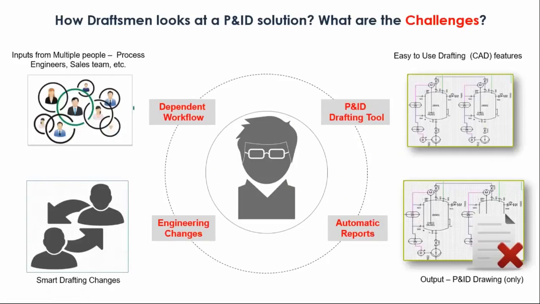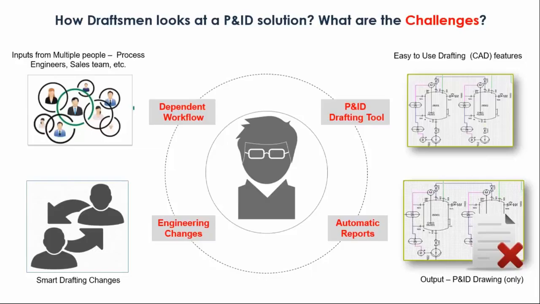Now, before going to the details of a solution, let us see how P&ID software is perceived by various users. So first of all, I will talk about how draftsmen look at the P&ID solution. For draftsmen, they need inputs from process group to start the drafting of P&ID drawings. They need easy to use drafting features for placing of components, pipelines, instruments, etc. Since it is an iterative process, they need a tool with quick change management and revision management features.